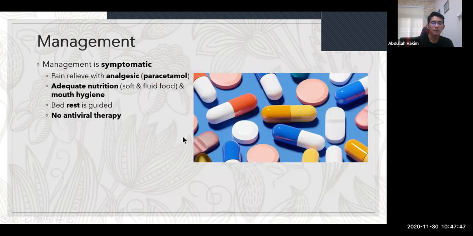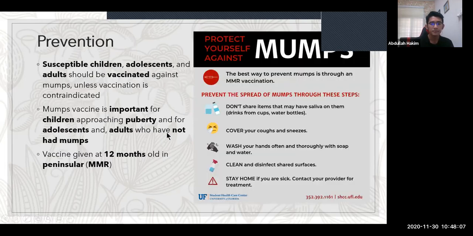So management of this patient, usually it is symptomatic management. We can give analgesia, paracetamol. We can provide adequate nutrition and mouth hygiene. We may guide bed rest, but there are no antiviral therapy for the mumps infection.